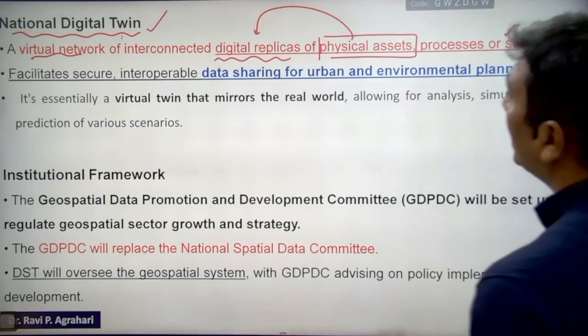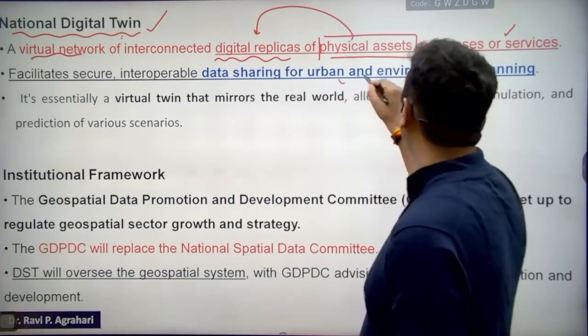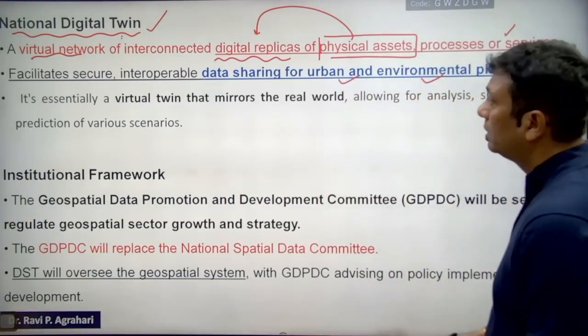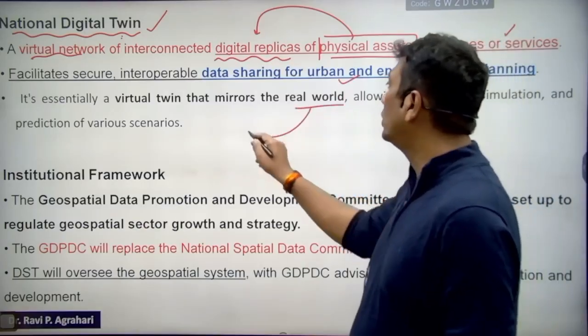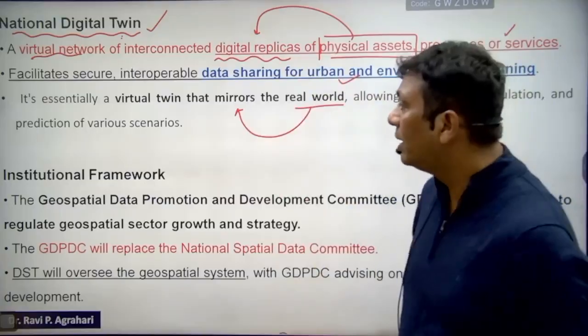And definitely, guys, this kind of system facilitates and secures urban and environmental planning very well, guys. So the real world we can connect with the help of mirrors. It's a kind of mirroring work. This digital data will be helpful.